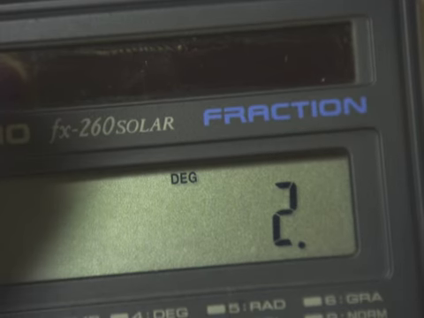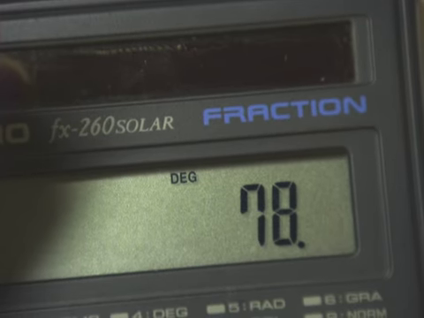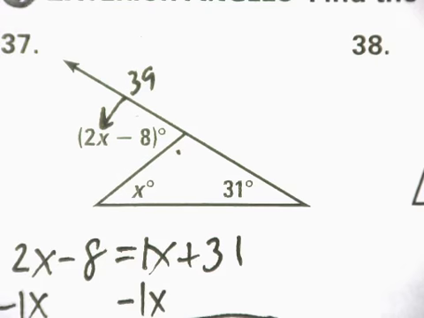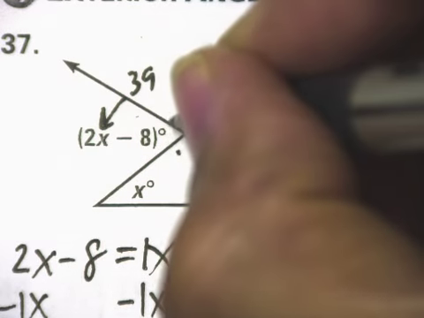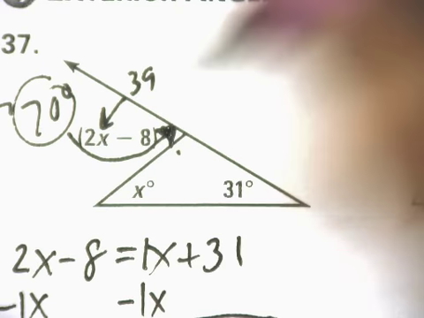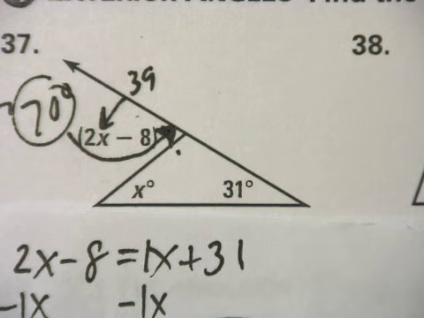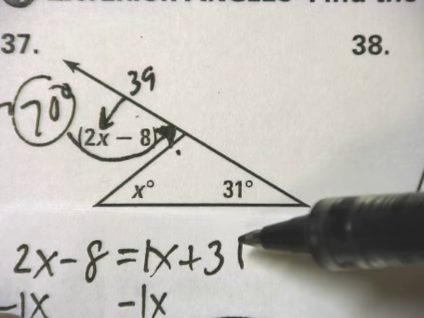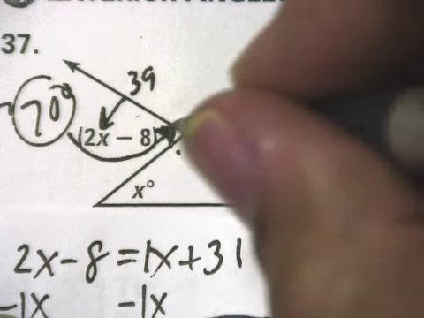So in order to find the measure of this exterior angle is 2 times 39 minus 8. So, grab my calculator. 2 times 39 is 78. Minus 8 is equal to 70 degrees. So this exterior angle out here, this whole angle here, is equal to 70 degrees.